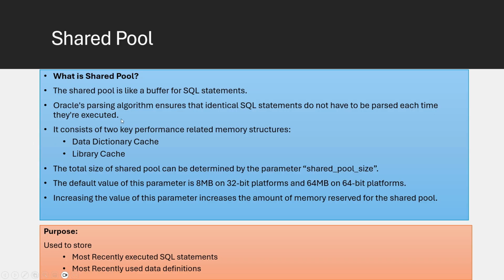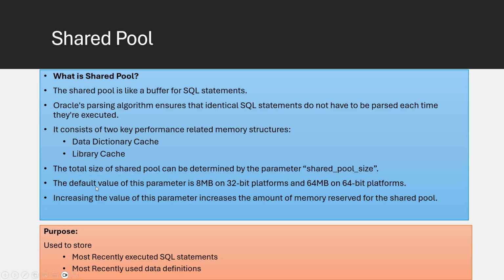The Oracle parsing algorithm ensures that identical SQL statements do not have to be parsed each time they are executed. It consists of two key performance-related memory structures: one is the data dictionary cache, and the other is the library cache. The shared pool is like a buffer for SQL statements.